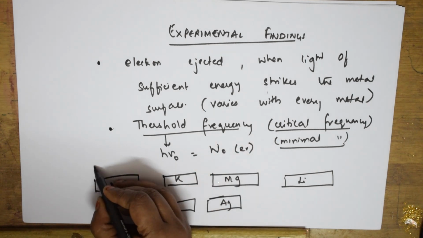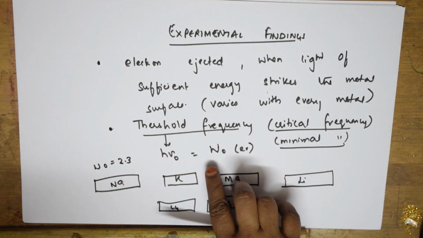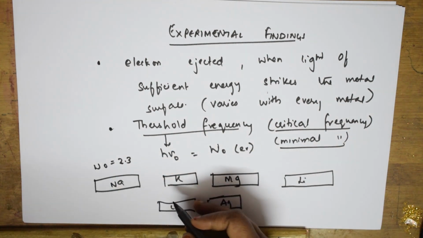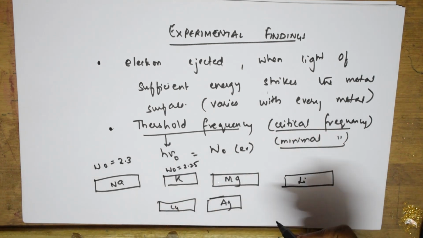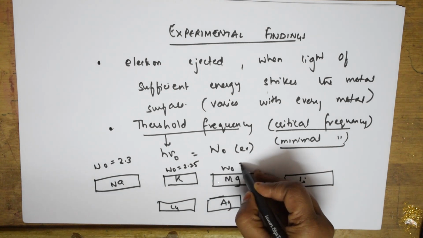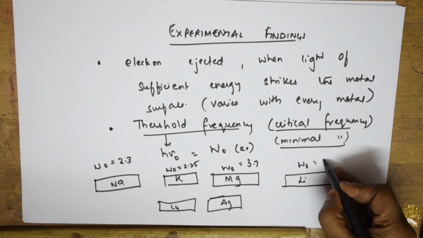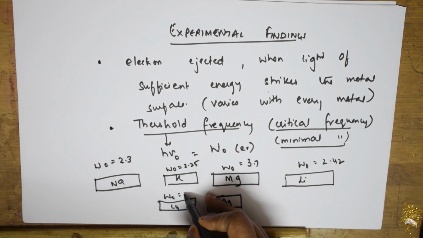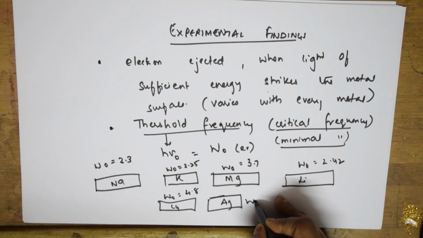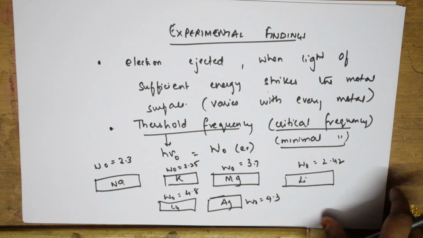For sodium, the W naught value is 2.3. Unless it is 2.3, the electron will not eject out. The work function of potassium is 2.25. The work function of magnesium is 3.7. For lithium, the work function is 2.42. For copper, the work function, or required h nu naught value, is 4.8. For silver, it is 4.3. That means unless I supply so much energy, that particular electron is not ejected out.